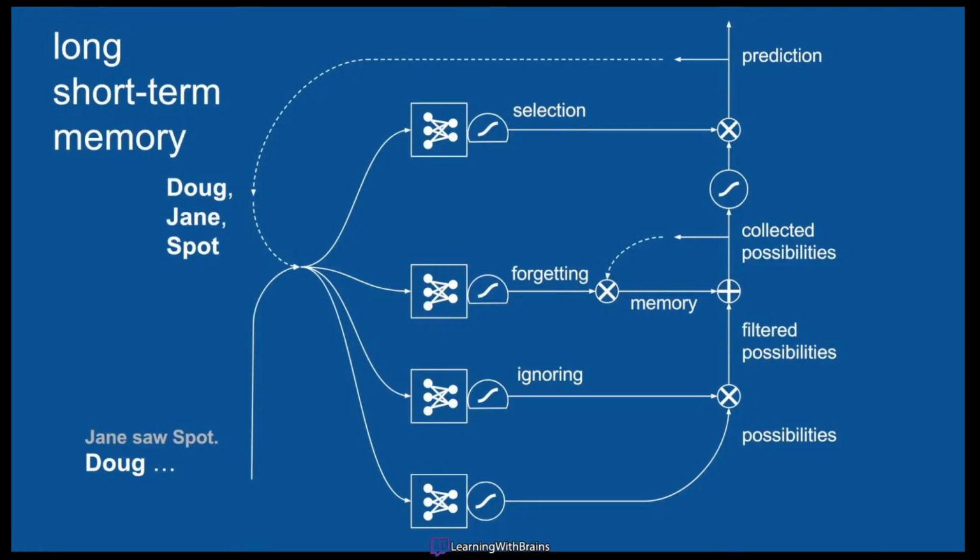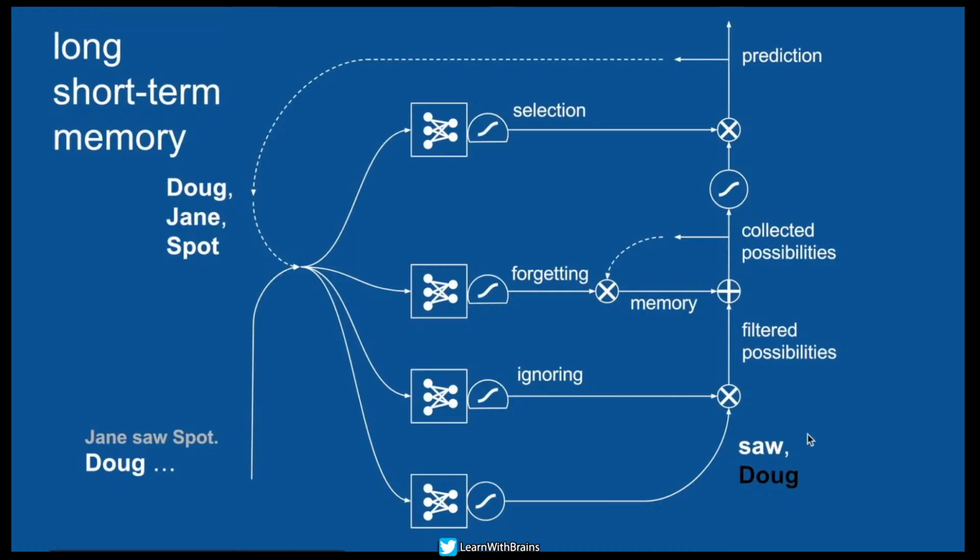So we have our new information, which is the word Doug. We have our recent prediction, which is Doug, Jane, and Spot. And we pass these two vectors together to all 4 of our neural networks, which are learning to make predictions, to do ignoring, to do forgetting, and to do selection.